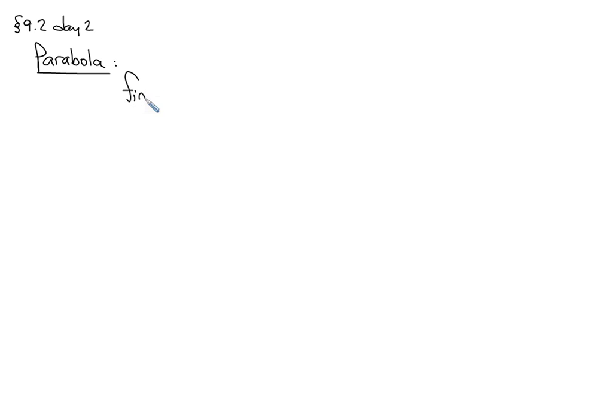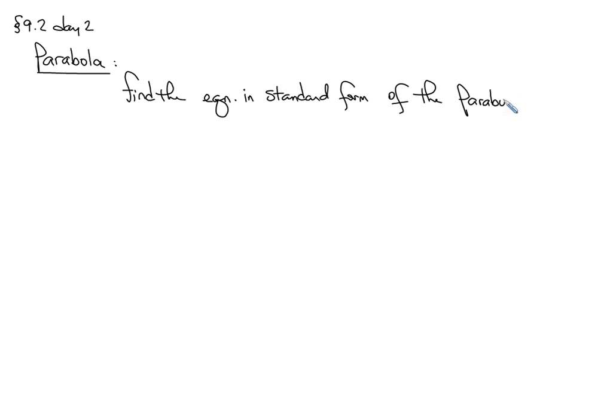So find the equation in standard form of the parabola with vertex 0, 0. That part's not going to change. And focus 0, negative 2. That's all they're going to give you. The vertex and the focus. We want the equation of the parabola.